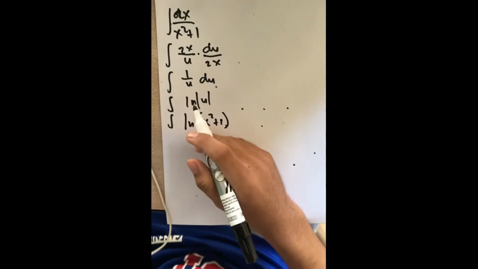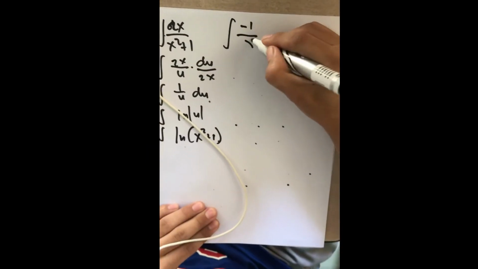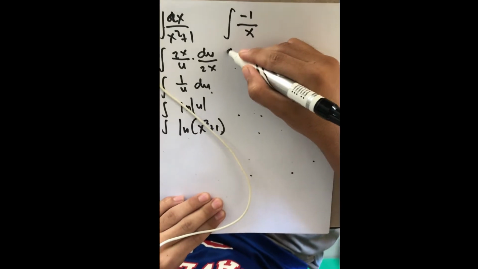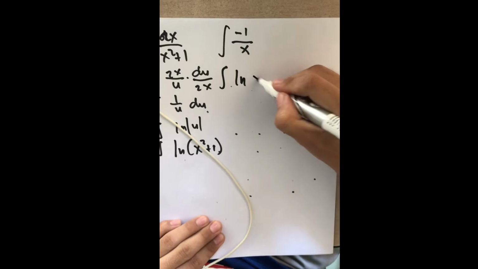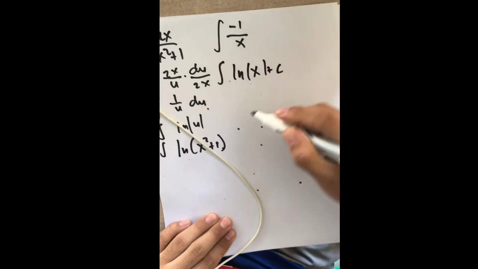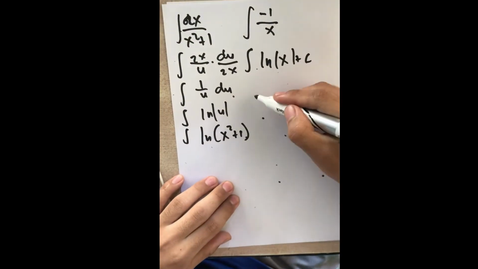Minus the integration of negative 1 over x. As we all know, the integration of 1 over x is ln x, and let us add c.